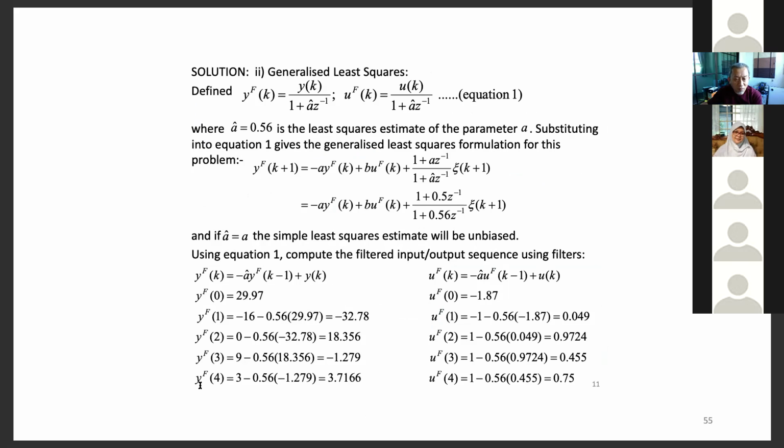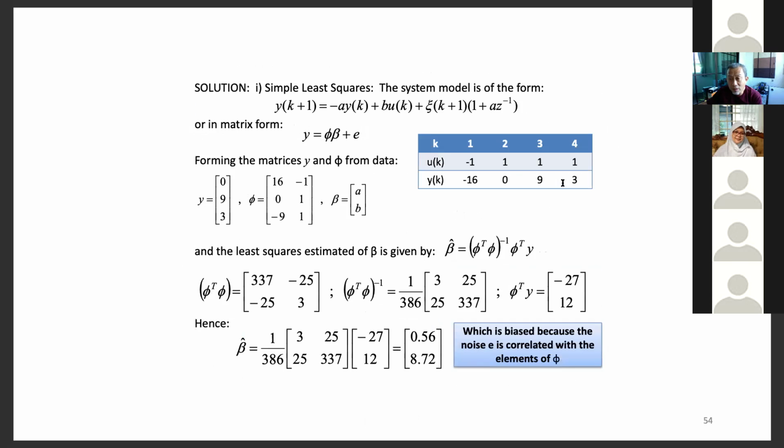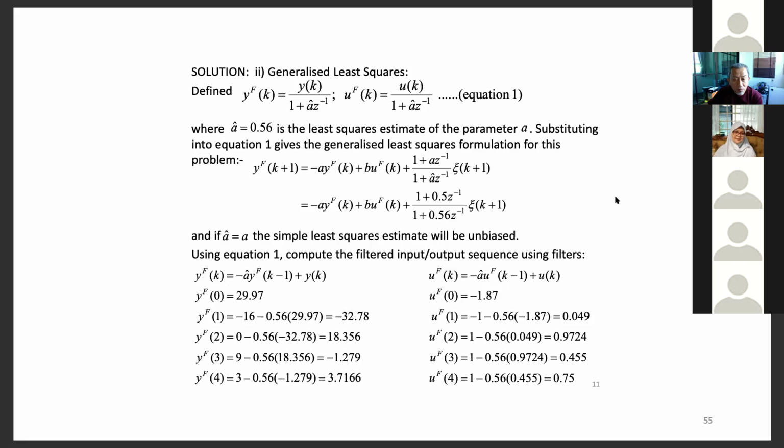Then yf4. So yf4 is 3. Where do I get the 3 value? From the table, y4. So y4 minus 0.56 a cap times minus 1.279, from the yf3 value, then you get 3.7166. That is the output filtering.